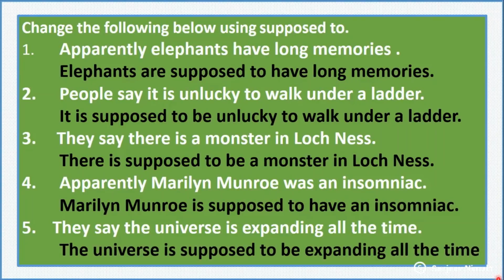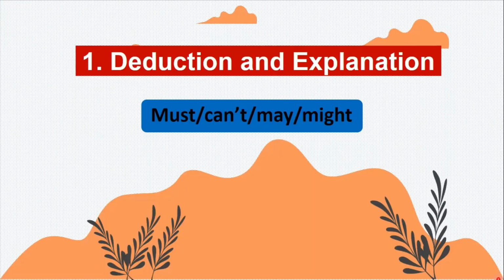Okay, that was all about the first one. So the trick was again important. The transformation was important. Now, the second probable question is from Unit 7, Deductions and Explanations. In the exam, you get questions like, rewrite the following sentences using must, can't, may, or might. So if it comes, what do you do?